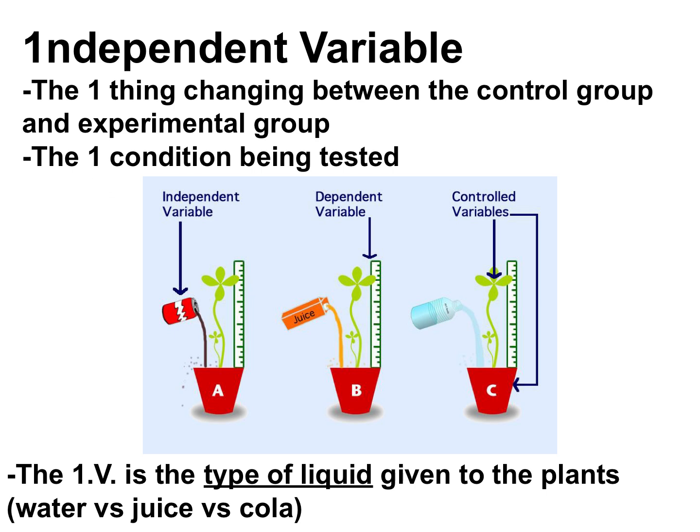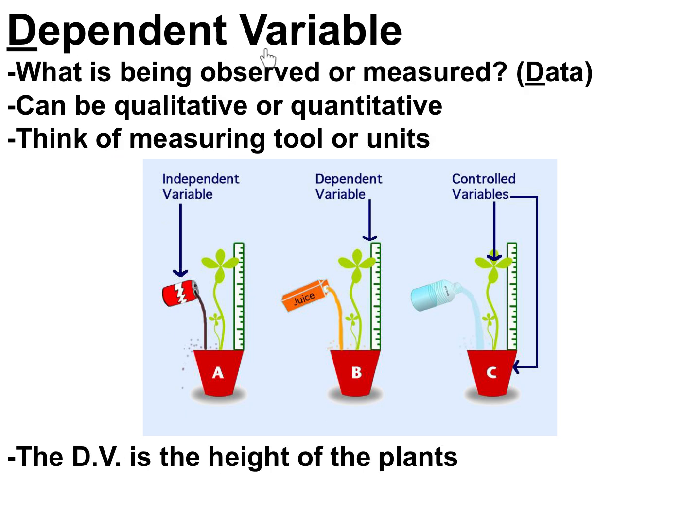In the example shown here, setup A, B, and C all have plants in pots. The scientist is testing what liquid makes the plant grow tallest. In this experiment, the one condition changing between the groups is the type of liquid given to the plants, water versus juice versus cola. Next is the dependent variable.